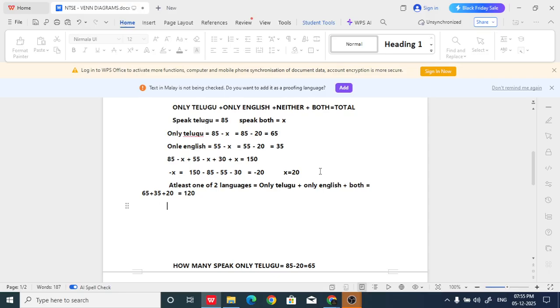From the total, if I minus neither, then that will give the persons who speak at least one of the two languages. So total is 150. How much is neither? 30. So there are two ways of doing this question. At least one of the two languages is equal to only Telugu plus only English plus both, so that is 120. The other way is total minus neither. Total is 150, neither is 30, 150 minus 30 gives 120. So two ways you can do this.